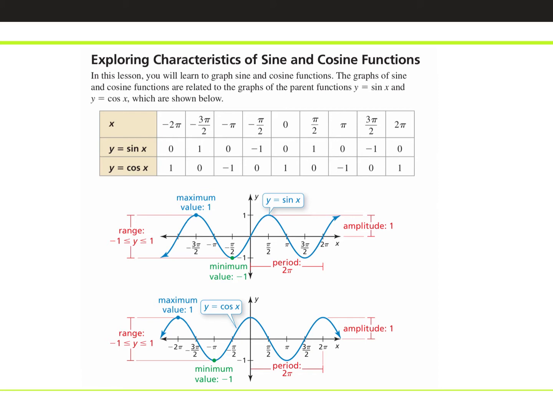However, sine starts at 0 and cosine starts at 1. So the two important differences is that sine starts at 0, cosine starts at 1. Other than that, they have the same shape pretty much.